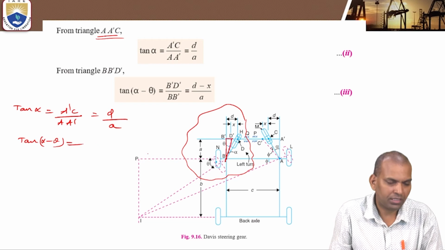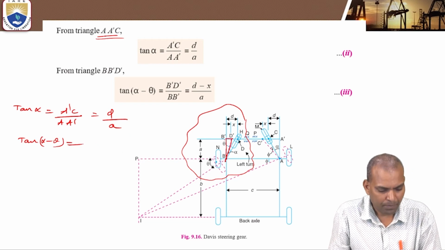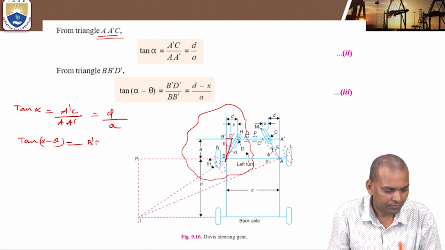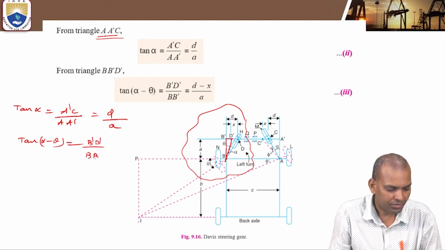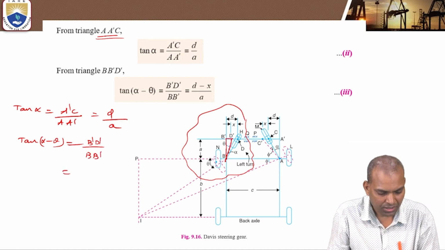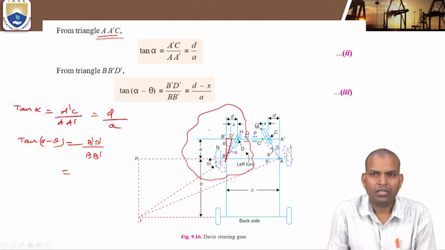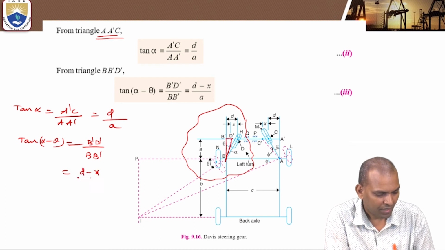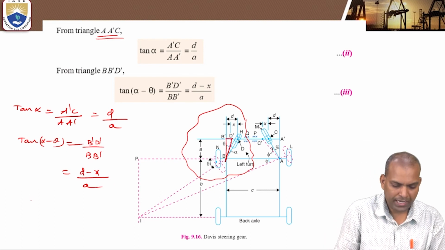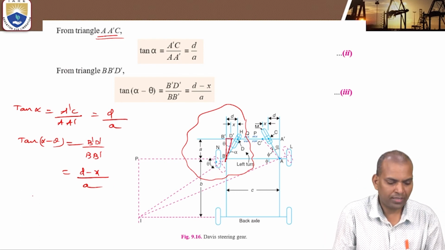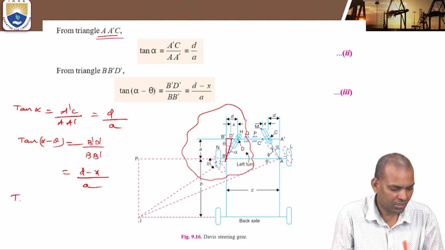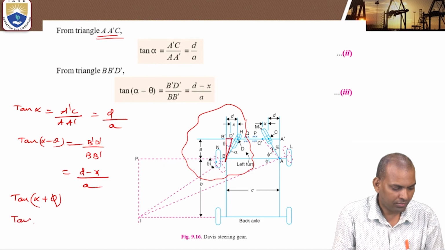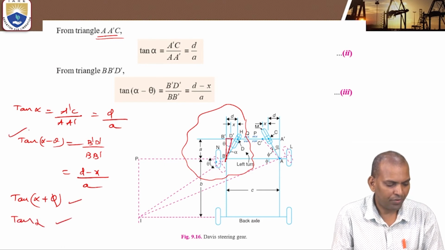Tan alpha minus theta equals B dash D dash by B dash. What is B dash D dash? The total is D, so D minus X. B dash is A. So for tan alpha plus phi we got one value. We have the values tan alpha plus phi, tan alpha and tan alpha minus theta.